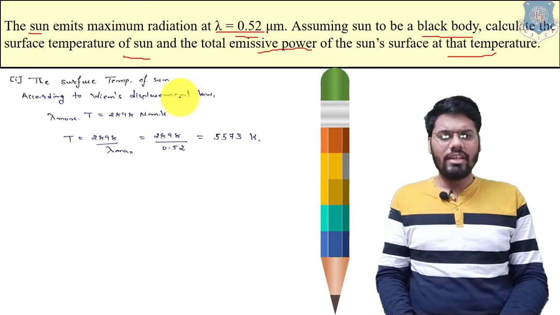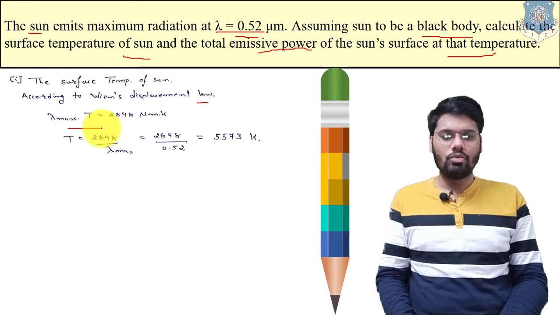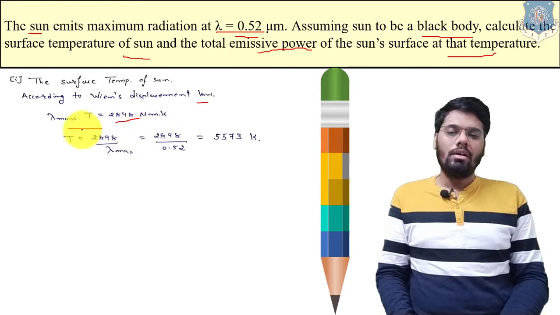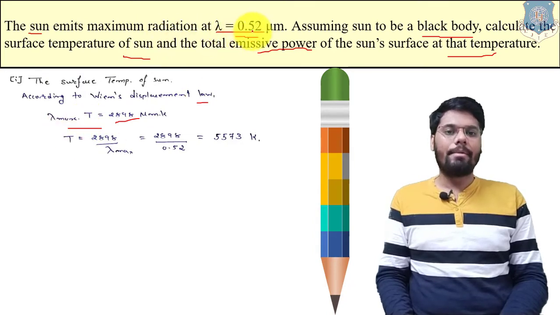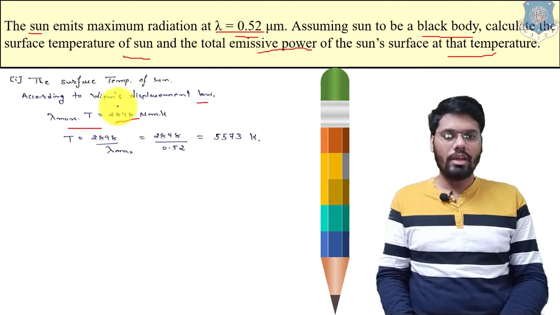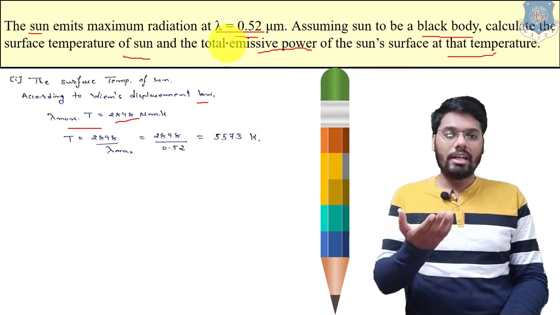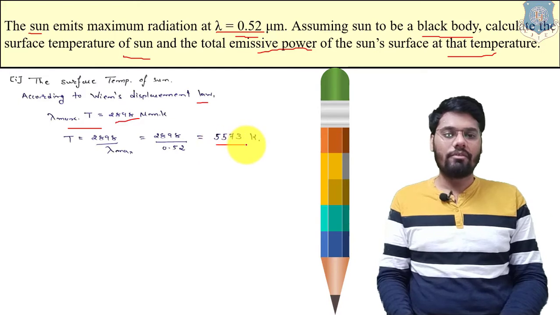So we know Wien's displacement law, lambda max into T is 2898 micron into Kelvin. From this equation, lambda max is given because maximum radiation is at lambda equal to 0.52. So we have the value of lambda max, which is 0.52. By putting the value of lambda in this equation, we will get the value of temperature at this wavelength. Temperature for the electromagnetic wave of this wavelength is 5573 Kelvin.